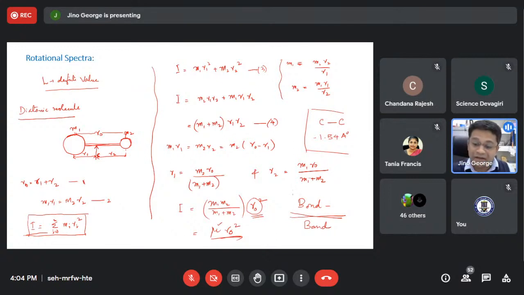So there R is defined. And R can be calculated with the limitation of the instrument. But that value is like 1.54. So of course that is very close to reality. Okay, very close to reality.